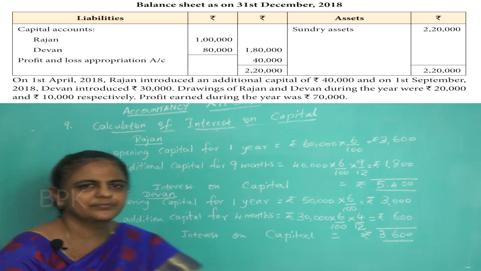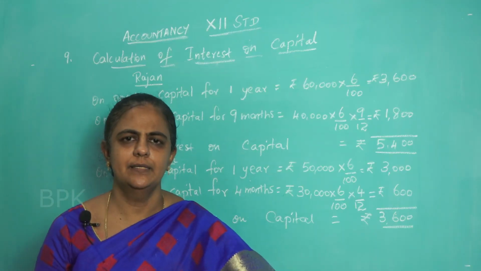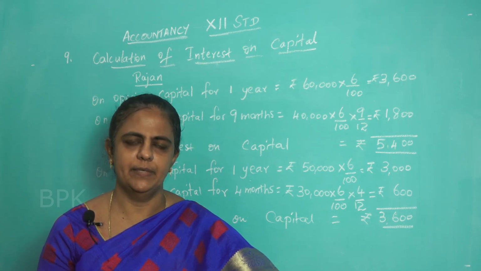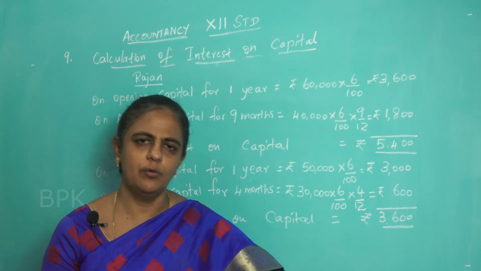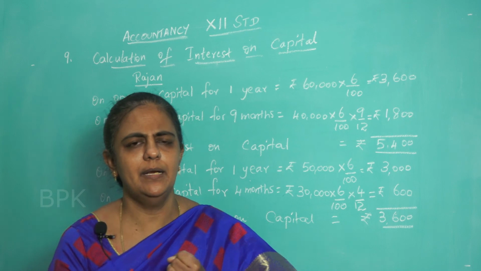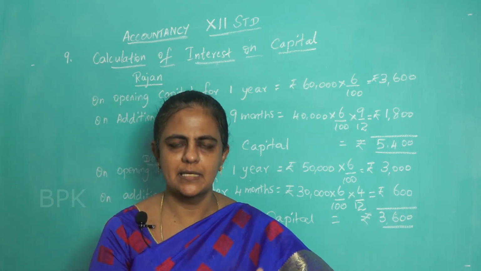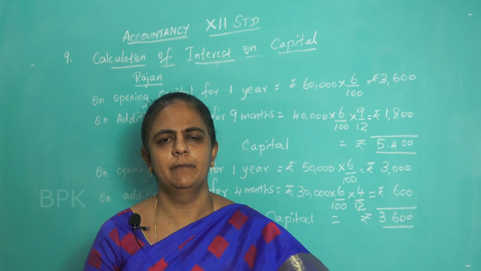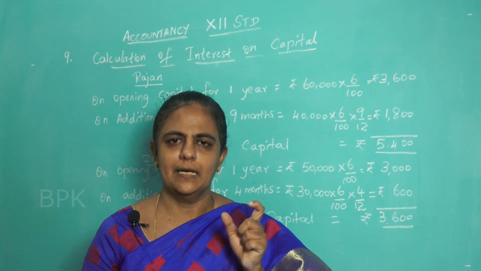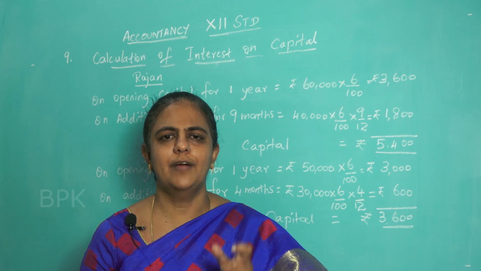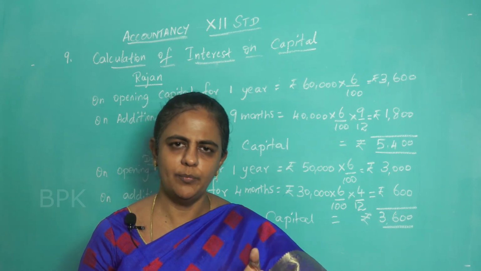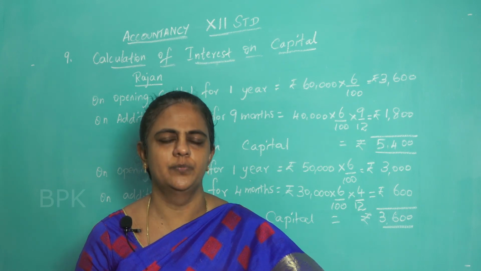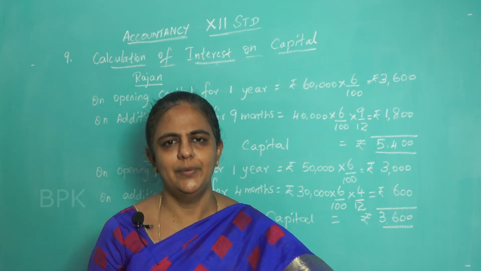Understood? Okay. Understood, children? So in this sum, what we are doing? First we are finding out opening capital. To find out opening capital, what we are doing? We are taking closing capital. With that we are adding drawings, deducting additional capital and the profit credited already. Both we are subtracting, calculating opening capital, then find the interest on capital on the opening capital and then on the additional capital also. Okay. Hope you understood, children.